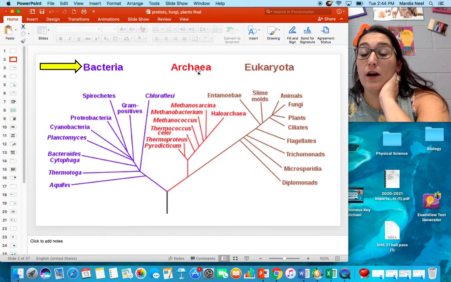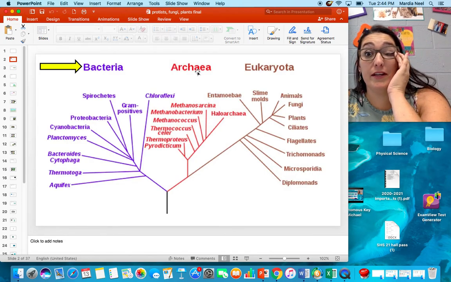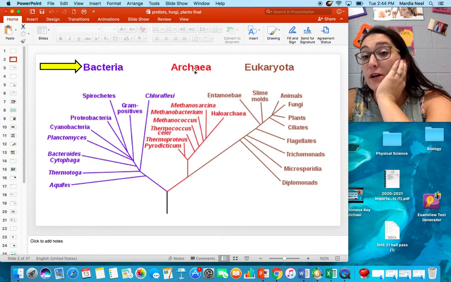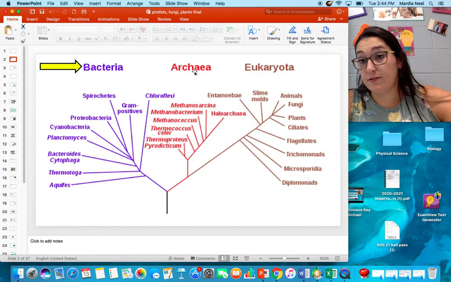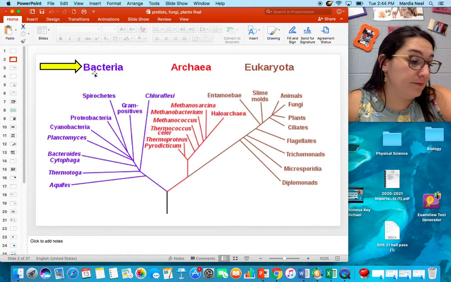So archaea are bacteria that are halophiles. So those are bacteria that are going to live in extreme conditions. They're going to live in hydrothermal vents. They're going to live in volcanoes. They're going to live in the Arctic. They're going to live in conditions that aren't usually conducive to life. Domain bacteria is where we're going to start today.